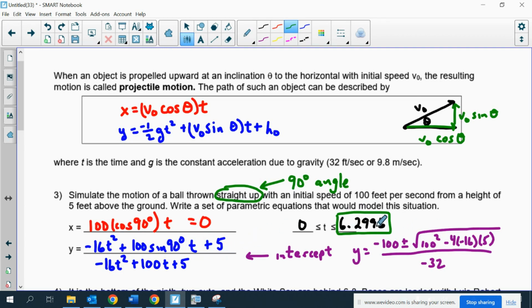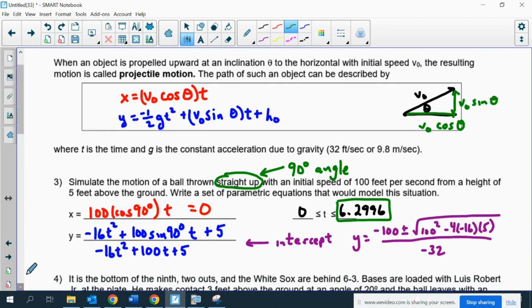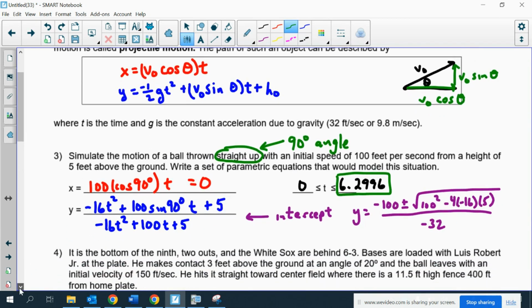So I do that and I end up with 6.2996, or 6.300 basically. It's where that's going to hit the ground. So that is the set of parametric equations that models that.